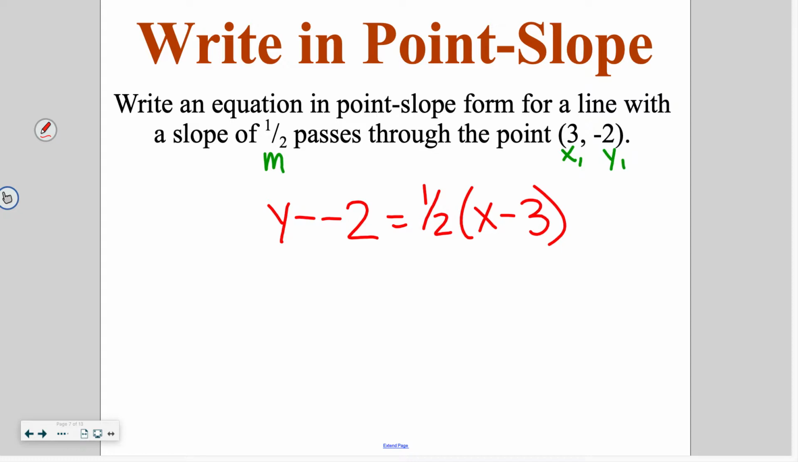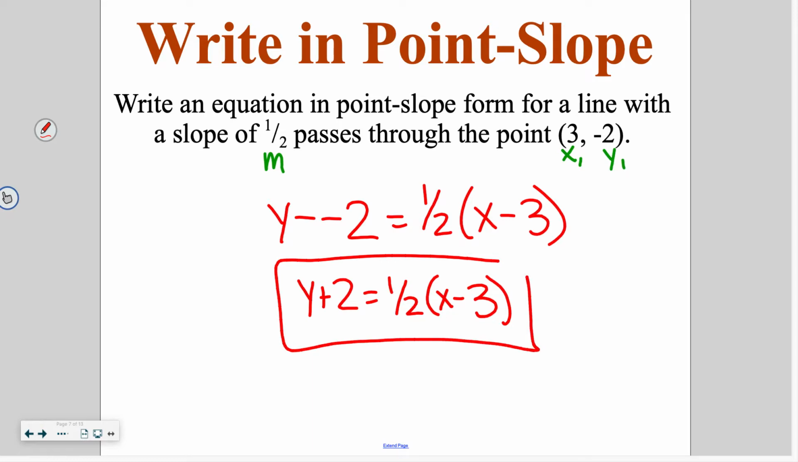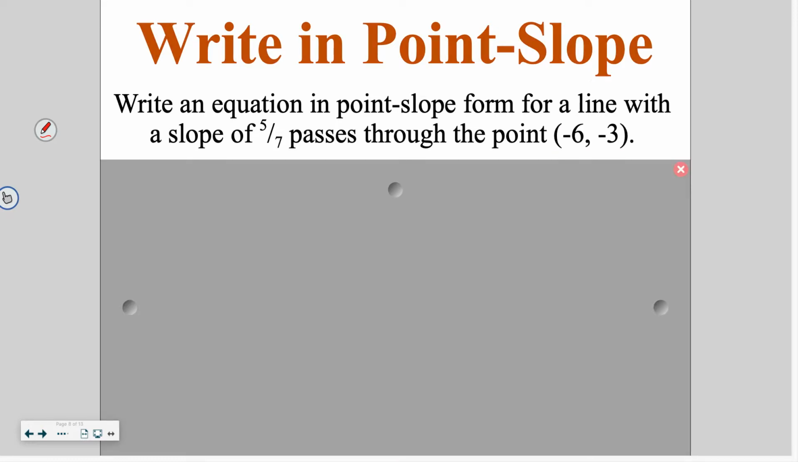We simplify this minus a negative to y plus 2 is equal to 1/2 times x minus 3. And that is how you would write the equation when you are given the information. Go ahead and try writing this one on your own.